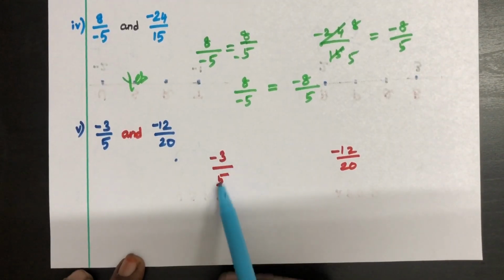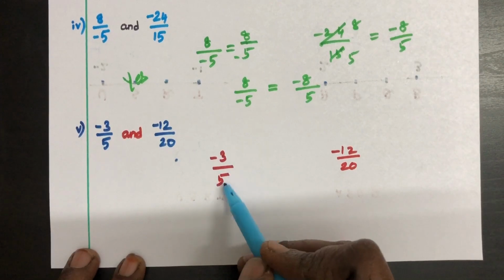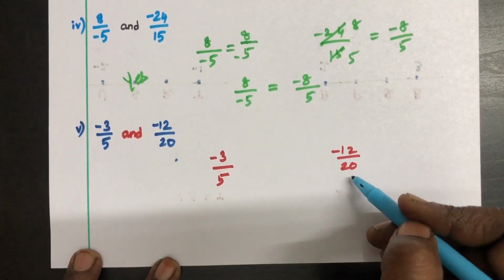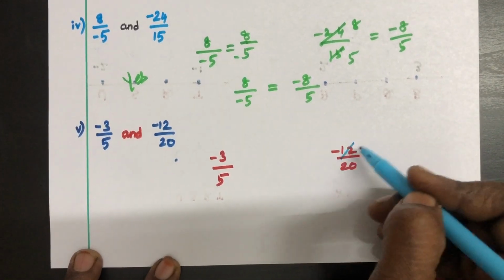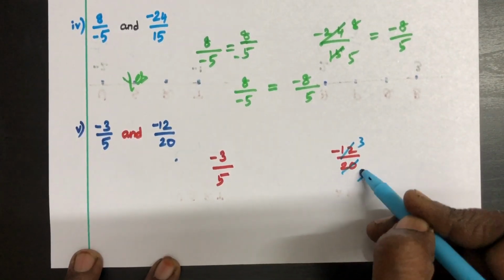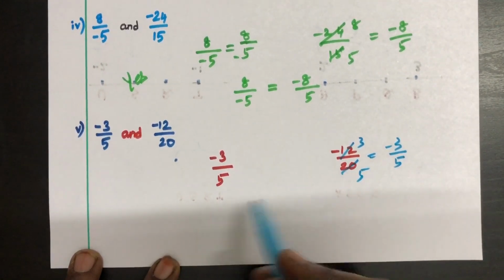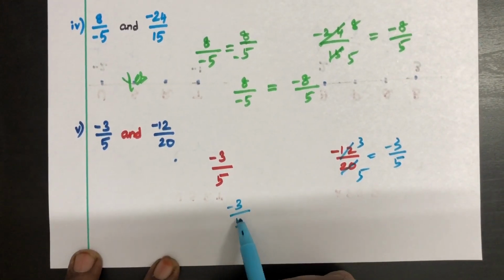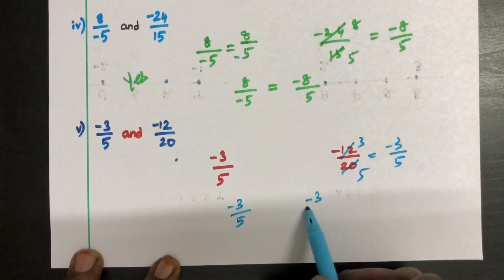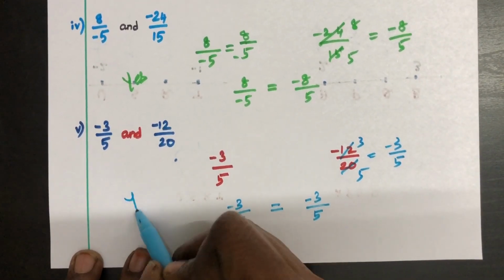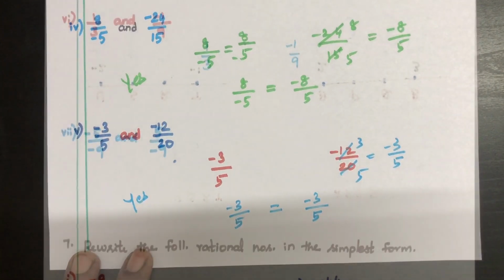Here it is already in simplest form. So the value is minus 3 by 5 alone. Here the common factor between numerator and denominator is 4. Using 4, if we cancel, this is 3 times and this is 5 times. That is minus 3 by 5. Obviously the pair here is minus 3 by 5. Here also we are getting minus 3 by 5. Both are equal, the same. Yes, here also it is the same.